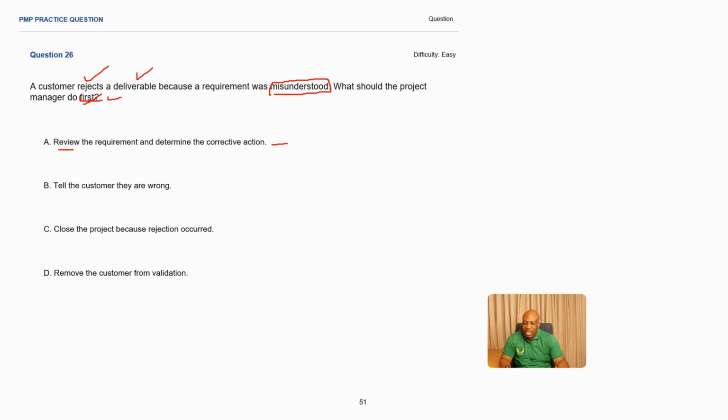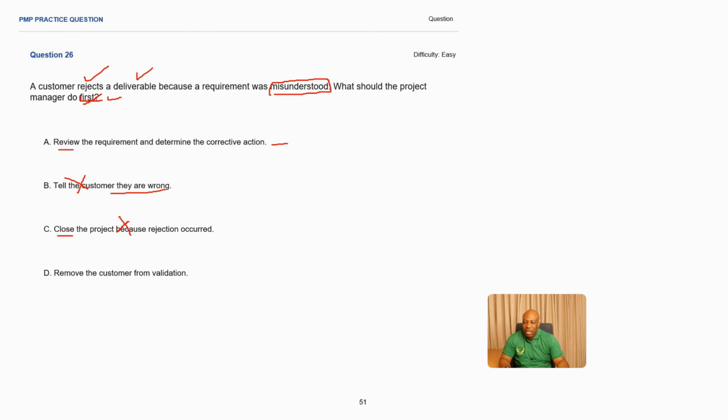Tell the customer they are wrong. This is not the best approach to work with customers. Remember, you do projects for the customers, not for yourself. So you cannot just go to the customer and tell them they are wrong, making this an incorrect answer. Then C, close the project because rejection occurred. You don't close the project because there's rejection. You need to understand why the customer is rejecting a deliverable, making this an incorrect answer.